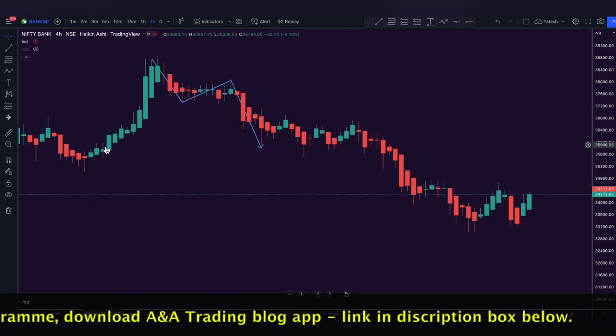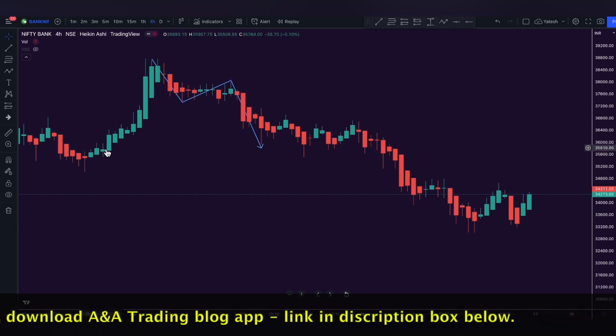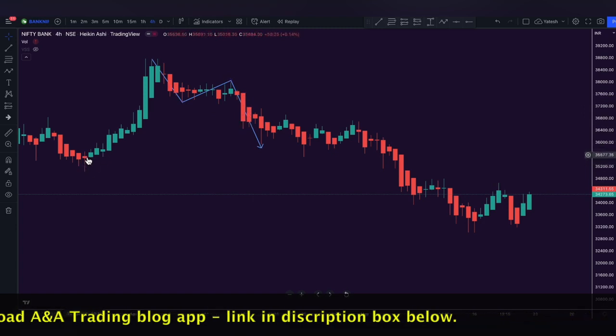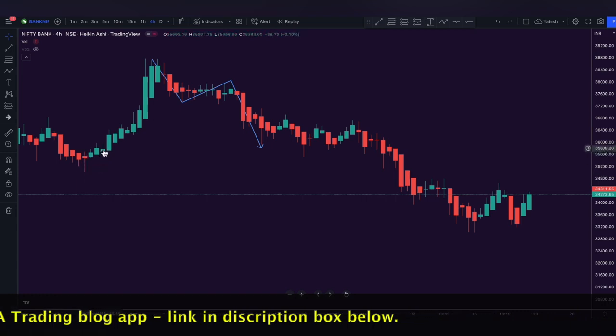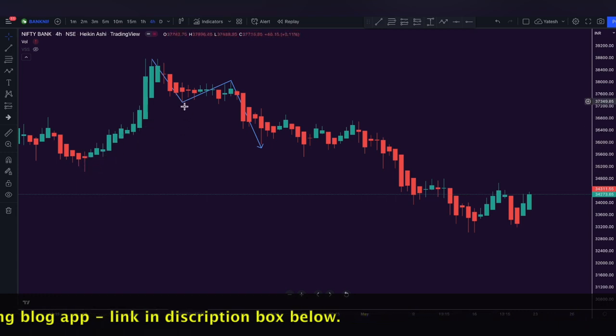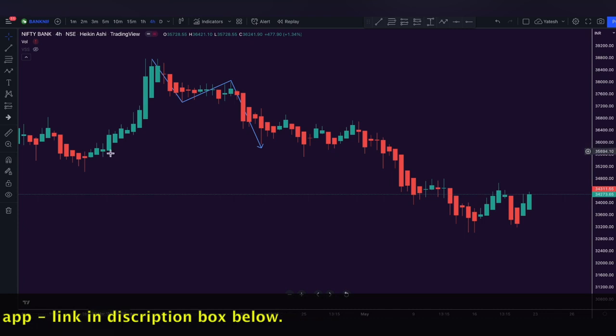Now all these candles where you have wick on both sides, it doesn't matter whether a green candle or a red candle, all these are weak candles. So when the market is bullish, a green candle without wick at the bottom is our confirmation candle. For a bearish signal, a red candle without wick at the top is our confirmation entry candle.